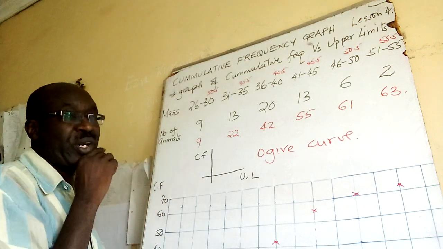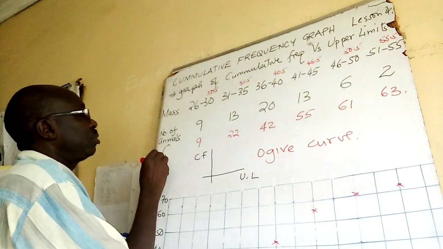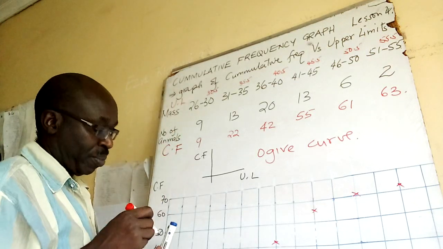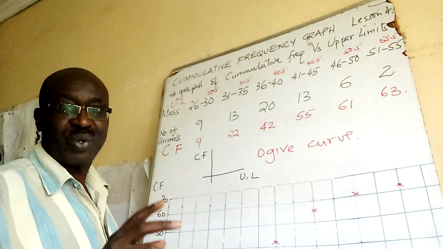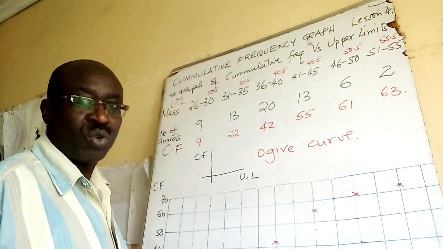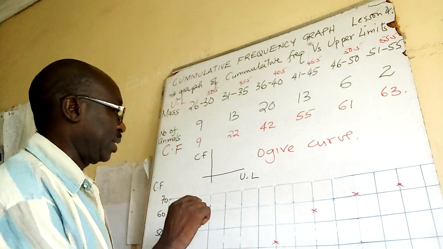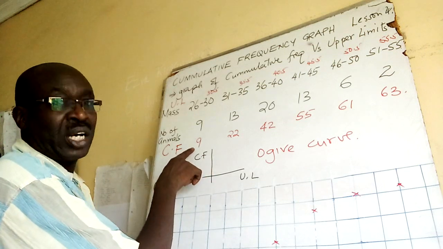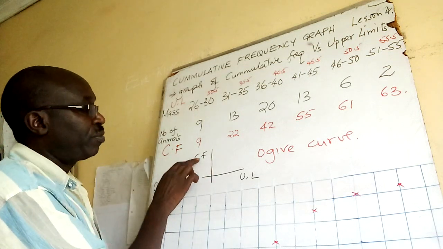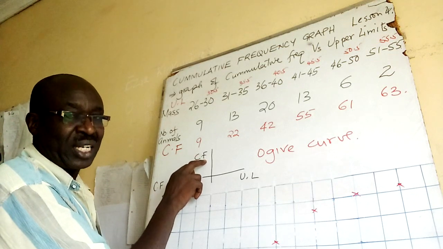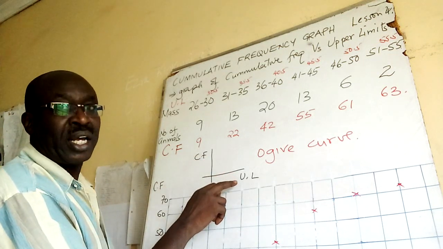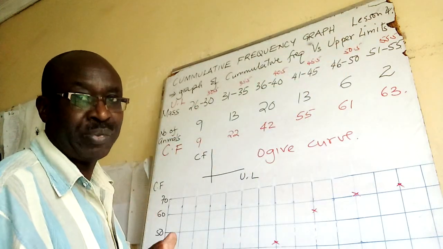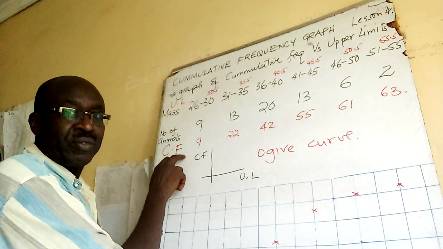What about cumulative frequency? We have known the upper limits. In this graph you have to know what goes on the y-axis and what goes on the x-axis. Cumulative frequency goes on the y-axis, and the x-axis is upper limits. I've already shown you the upper limits, so I want to show you what cumulative frequency is.